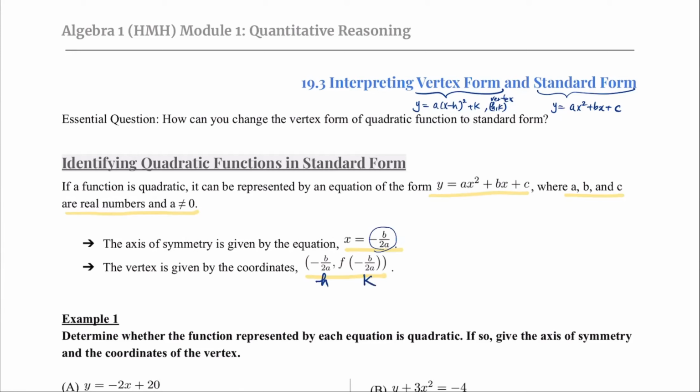So even if you don't have it in the vertex form, you can figure out the vertex, which is to use this particular equation and find the h value right here, where the axis of symmetry is negative b over 2a. And then using that value, we plug into the quadratic equation to find the value k. And that's what we're going to do right now, okay?